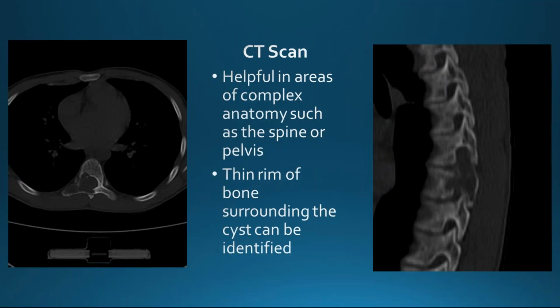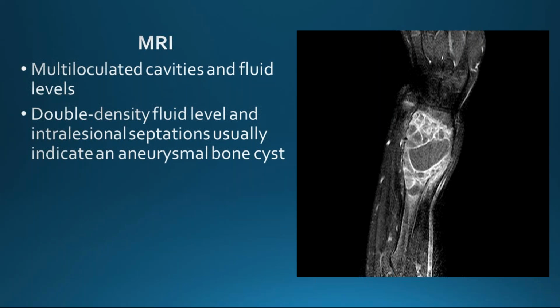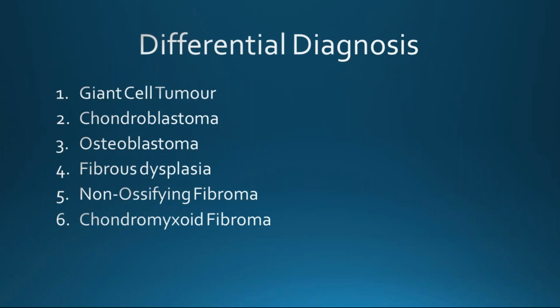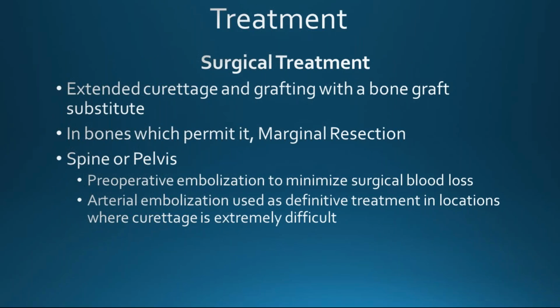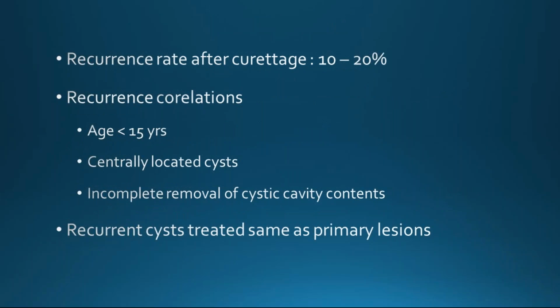CT scan is more useful when you have a complex anatomy or deep-seated structures like pelvis. MRI, you see double density fluid levels and multiple septations. Differential diagnosis: GCT, simple bone cyst, chondroblastoma, osteoblastoma. You don't have non-surgical treatment. Coming to surgical treatment: marginal resection, curettage and grafting, preoperative embolization, arterial embolization. Recurrence is common. You'll have to suspect recurrence if the age is less than 15 years, centrally located cyst, or incomplete removal of cystic cavities.